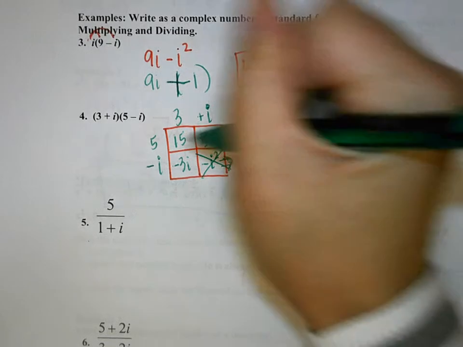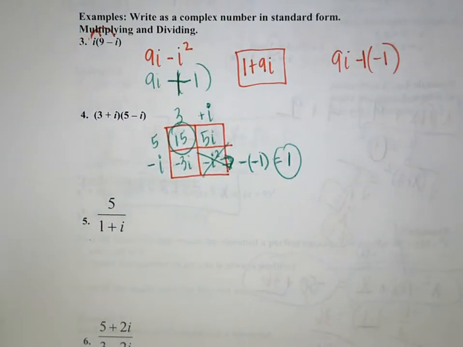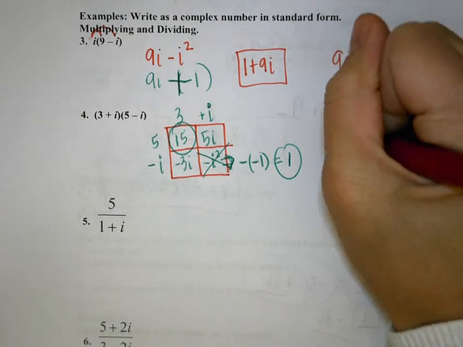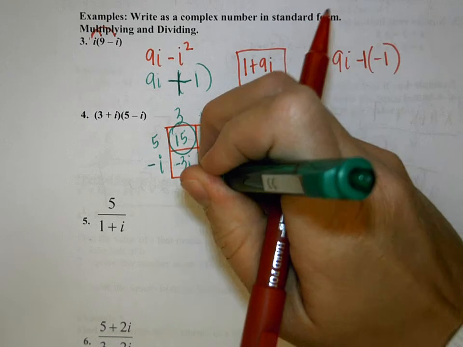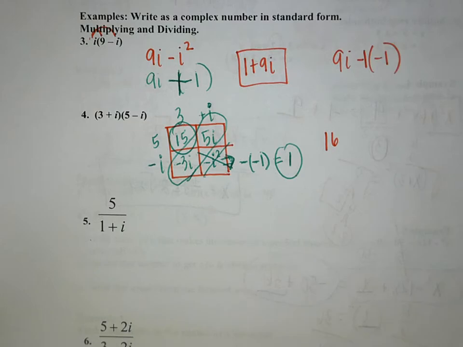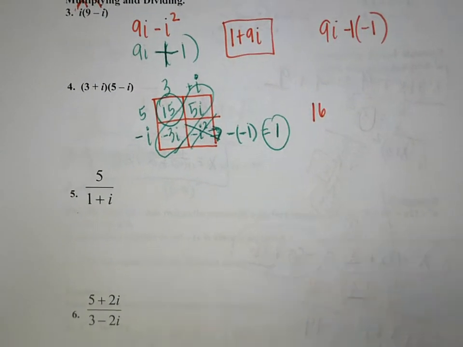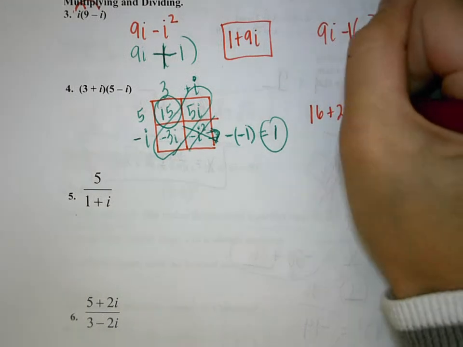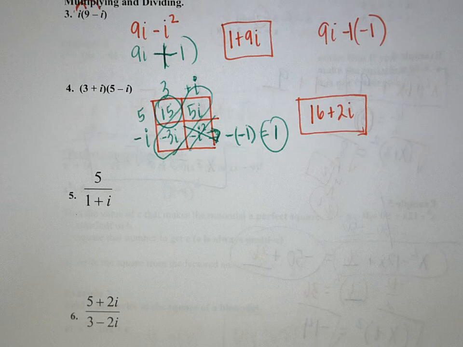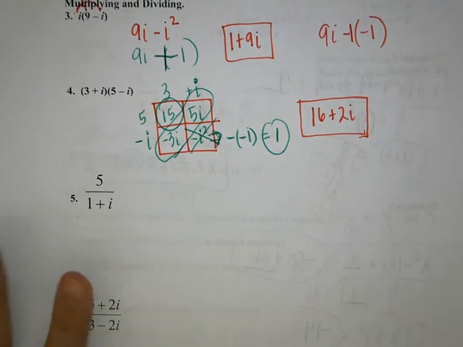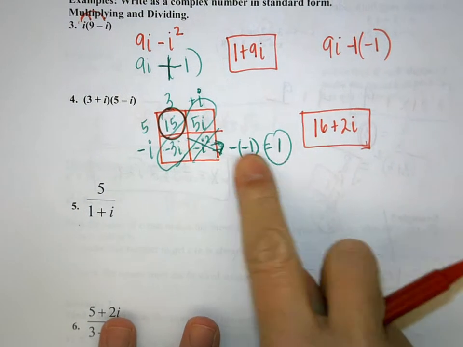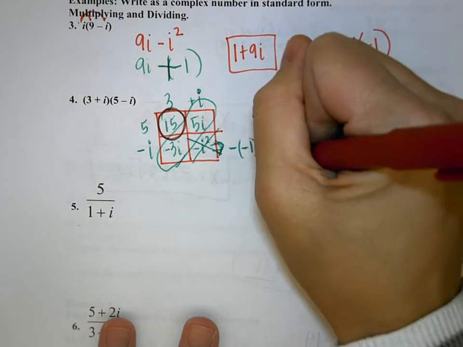Okay, so my real part is a 1 and a 15, and when you add that together, what do we get? 16. And then my i part, we have a 5i and a negative 3i, which makes a positive 2i. And that's my answer. So I got the 16 because I had my 15 right here. And then remember, this part ended up changing to a positive 1.